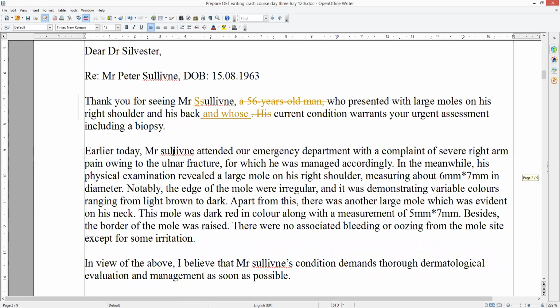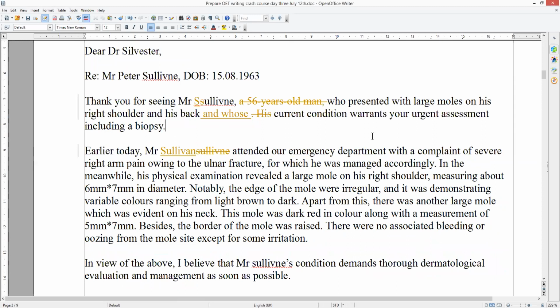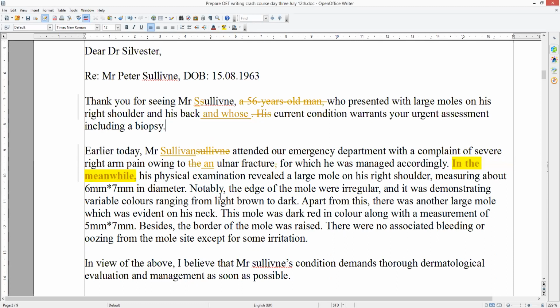Okay. Earlier today, Mr. Sullivan, well, that's been spelled wrong, attended our emergency department with a complaint, well, of severe right arm pain owing to the, sorry. Now, you don't use a definite article for the first mention. When you are introducing something for the first time, you use an indefinite article. Okay, then subsequent mentions, you use a definite article. Owing to a, or what should be an or a fracture for which he was managed. And we don't need that comma for which he was managed accordingly. In the meanwhile, what? In the meantime, what? You don't need that. Simply say, upon examination, his physical examination revealed a large mole on his right shoulder, measuring about 6 to 7 millimeters in diameter.